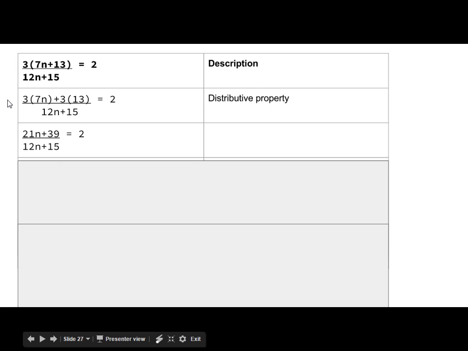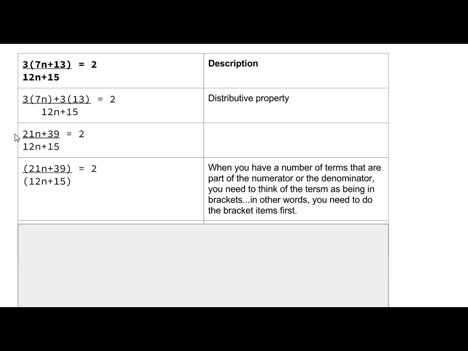Now our next step is going to show us what it looks like all together. So we have 21n plus 39 divided by 12n plus 15 equals 2. So similar to one of the first questions that we worked with, we once again want to get rid of this 12n plus 15 first, and then we'll move it to the right side. In order to do that, we have to multiply both sides by 12n plus 15.